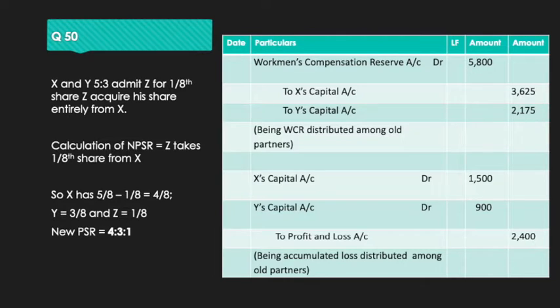Now you can also see that in the asset side of the balance sheet we have 2,400. That will also be written off among the partners in the ratio 5:3. So X's capital 1,500, Y's capital 900, to profit and loss account 2,400. So these are the two internal journal entries which have been done. You can see the narrations which have been written below, and after this we will move on with the other journal entries. First we will talk about the capital brought in and the treatment of goodwill.